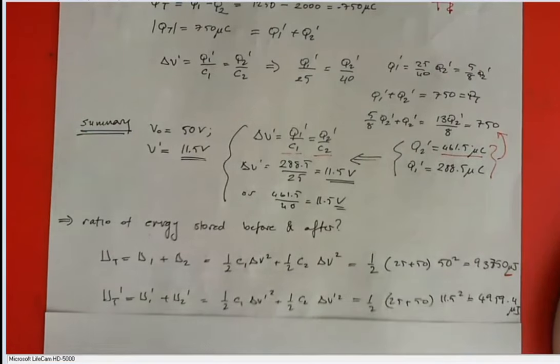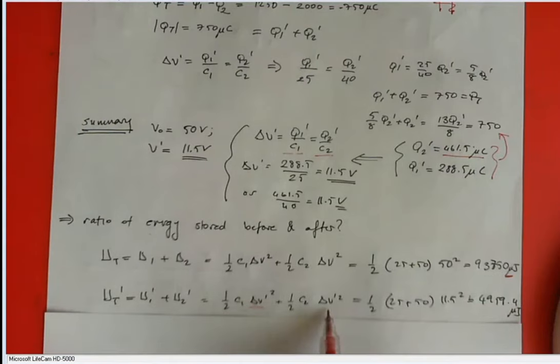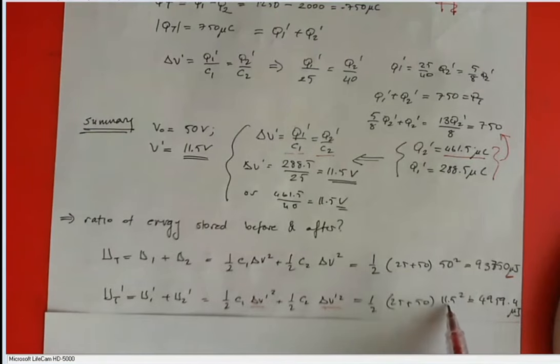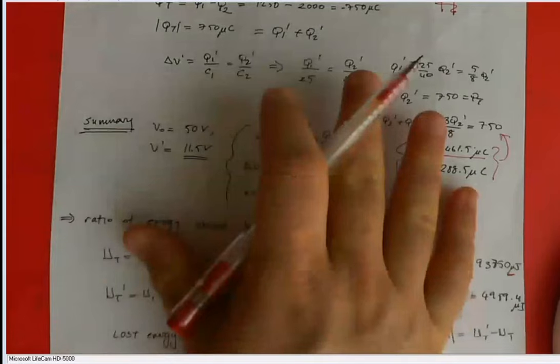And so finally UT prime, the total prime, would be with our new potential. C1 and C2 are the same, but our new potential is 11.5. If we plug in the values in the equation, we'll get 4,959.4 microjoules. And so we can take a ratio of these two.